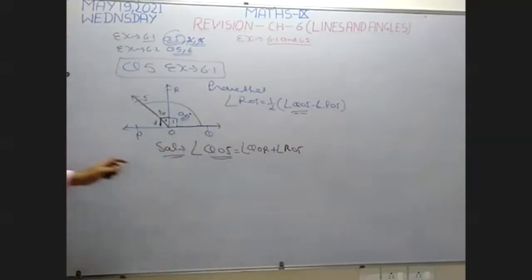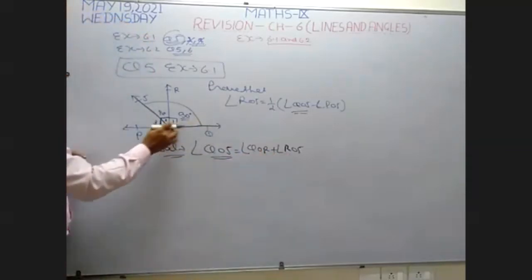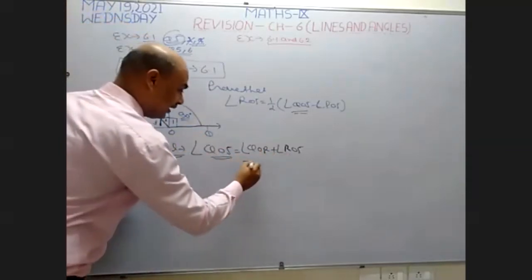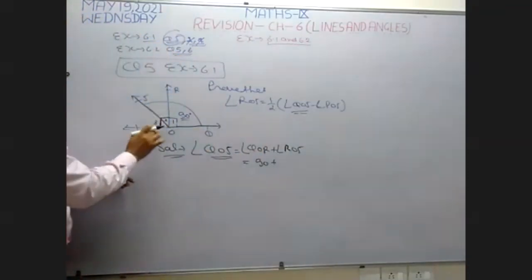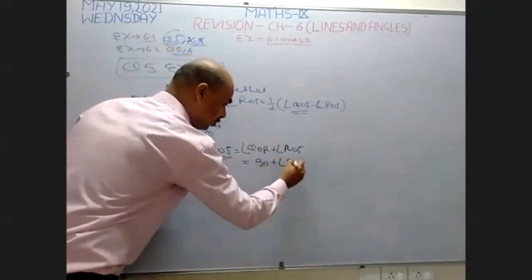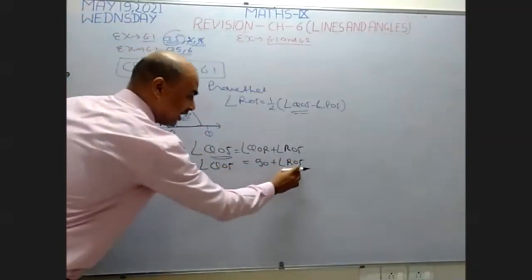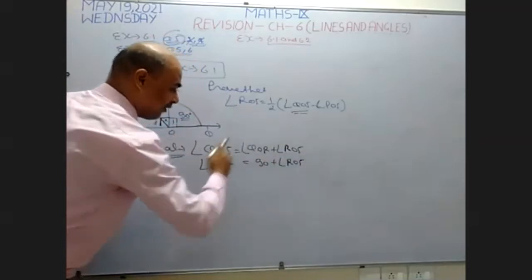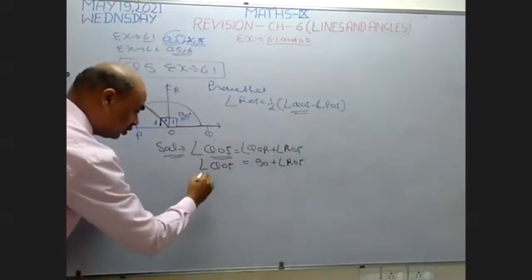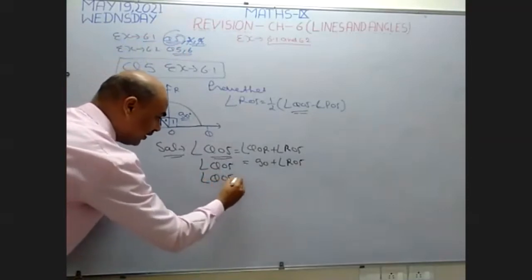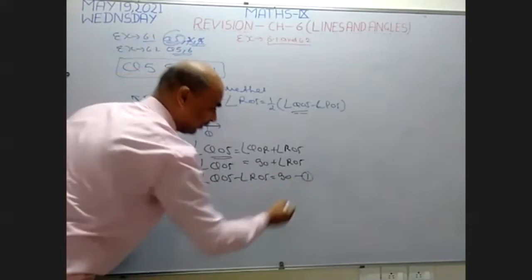Okay. Now, in these two angles, whose value is given? QOR value is given. So I write here 90 degrees. And the value of ROS is not given, so I write here ROS. Now, QOS. I want to take this angle from right to left. When I take this angle from right to left, this positive angle becomes negative. So I write here QOS minus ROS equals 90 degrees. I take it as number 1.